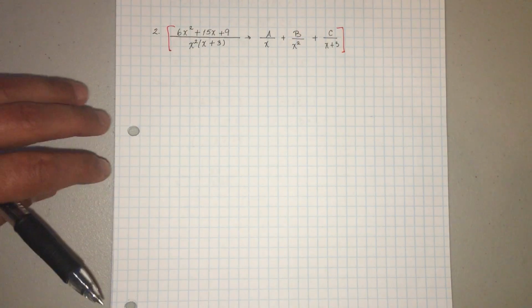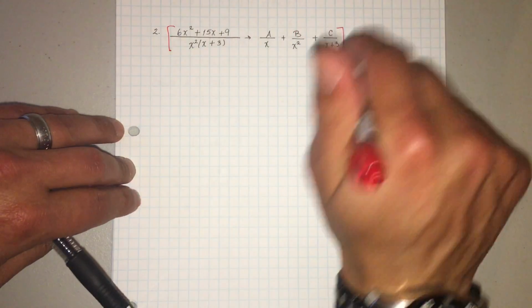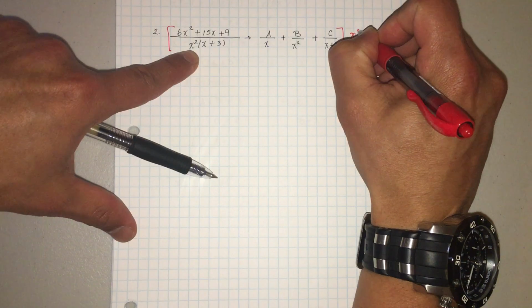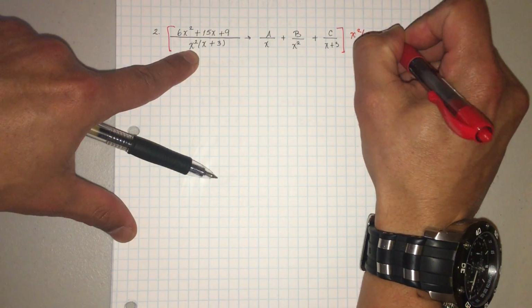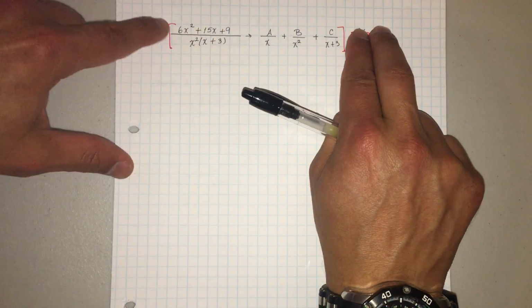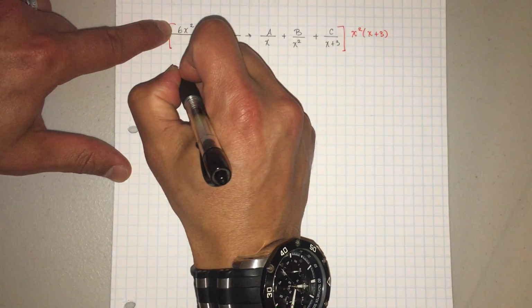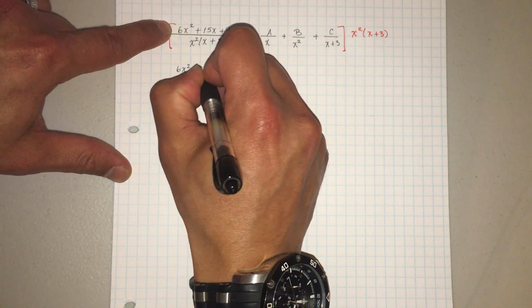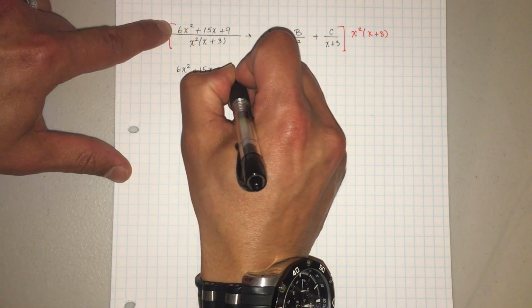Okay, so now I have to clean it up and solve this. I'm going to multiply by the common denominator, which is x squared times x plus 3. And you notice when that happens, this guy simplifies out. I'm just left with a trinomial up here on the top. Okay, so we're left with 6x squared plus 15x plus 9.